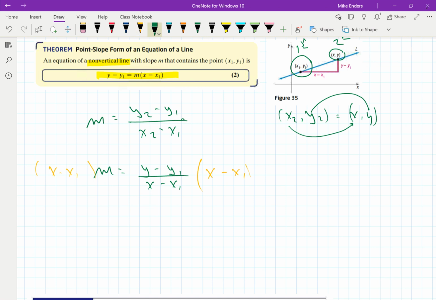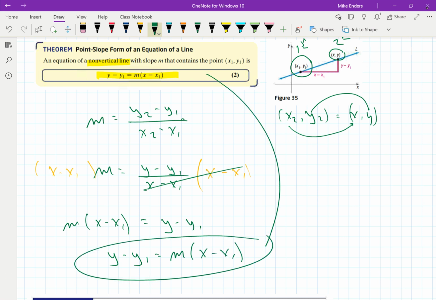When we do that, the denominators cancel, and if I rewrite the multiplication, let's move the m to the left side. I've got m multiplied by x minus x1. The commutative property of multiplication says that we can change the order. Then we can flip-flop the sides of the equation here. y minus y1 equals slope times x minus x1. That is the point slope form for the equation.